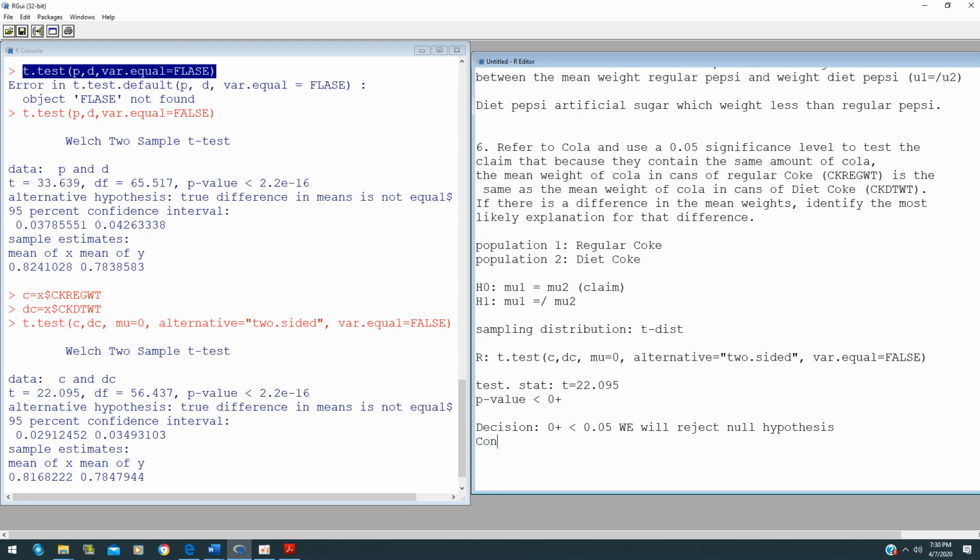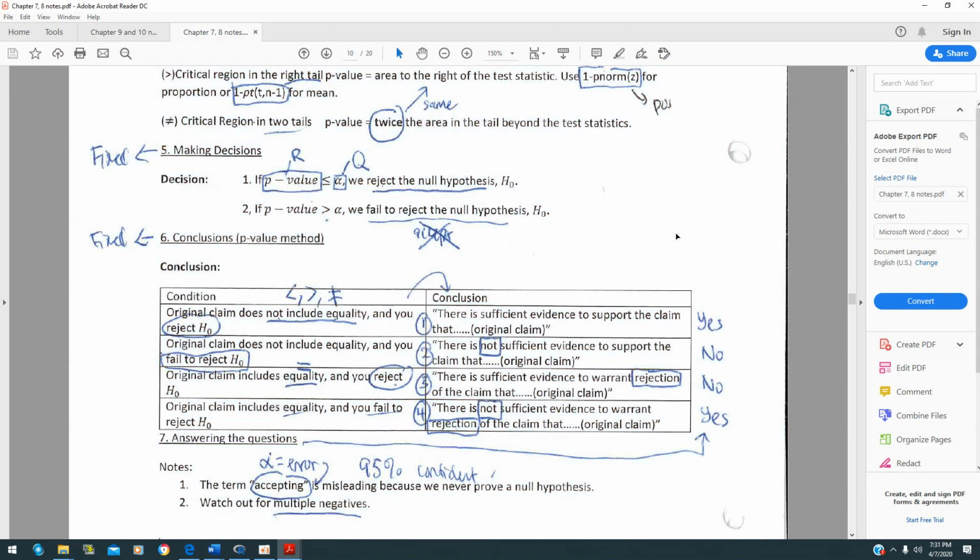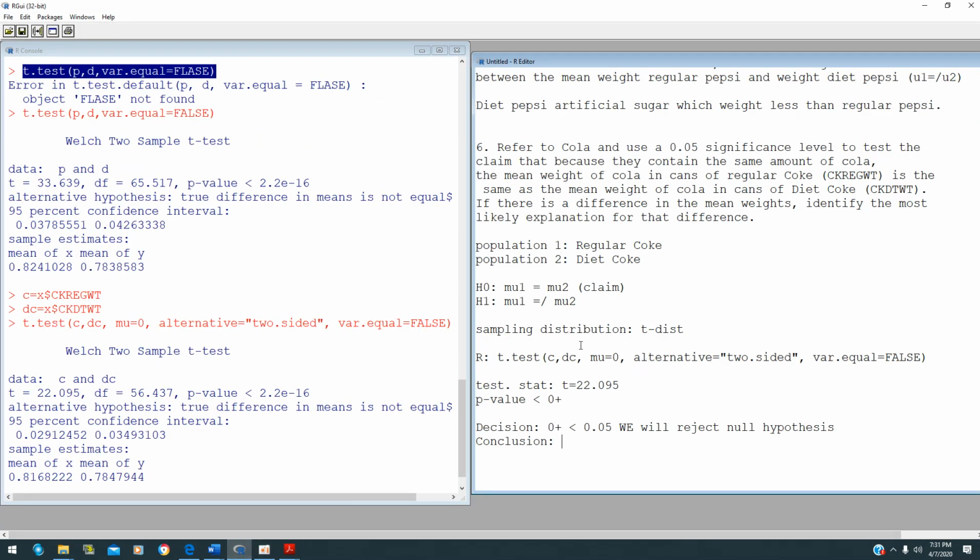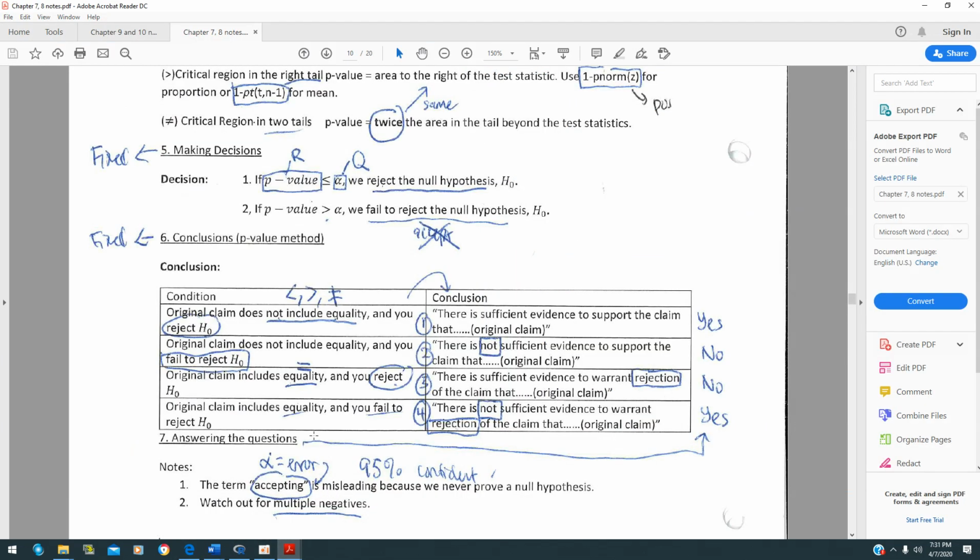And now we have to make your conclusion. In order for us to do your conclusion, we will look back at the table that we have here. This is what you did in chapter 7. Actually, it's chapter 8. Here's your table. Don't forget your table here. We always use this table no matter what, if you do chapter 8, 9, 10, 11, 12. This table is so important, so make sure you know this table. Since we are rejecting the null and our claim statement has an equal sign because it's the same, if you look at your table, we have original claim includes an equality, and we reject the null hypothesis. So we will use there is sufficient evidence to warrant rejection of the claim.